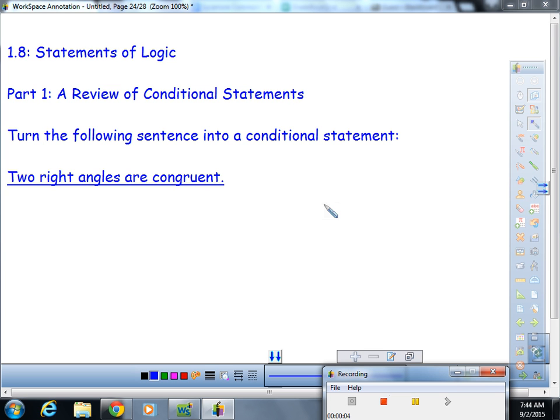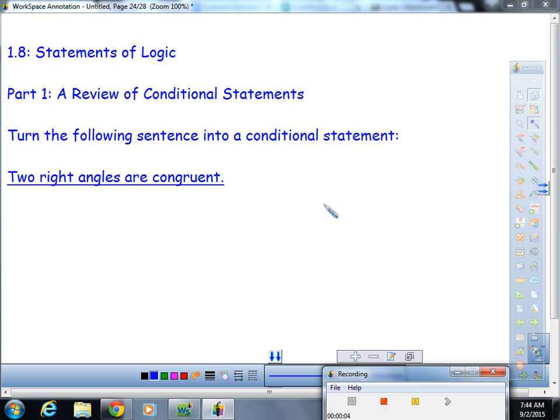It's very similar to 1-7, but it's got a lot of new vocabulary. So, we are reviewing conditional statements. What does a conditional statement look like? If, then. Okay, it always looks like if, then. Sometimes it'll look like P implies Q, but we don't really use that form at all in this class. So, the first thing it says to do is turn the following sentence into a conditional statement.